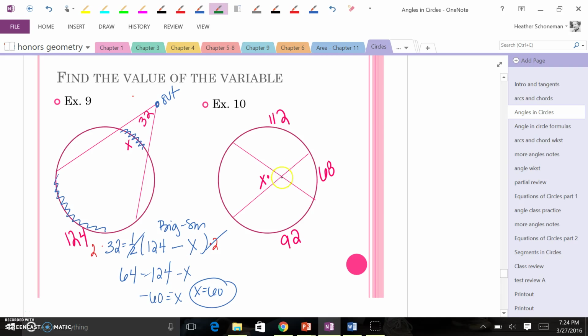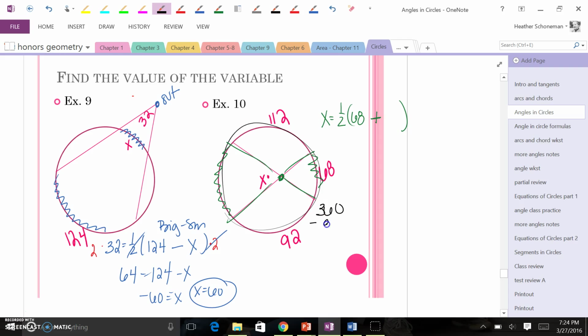Okay, example 10. The vertex is inside the circle. So when it's inside the circle, it expands out, and these are the two intercepted arcs. So the angle, which is x, equals 1/2, and when it's inside, it's the sum of the two arcs. Well, one is 68, but we don't know the other one. Can we find it? Yes, we can, because all the arcs in a circle have to add to 360.